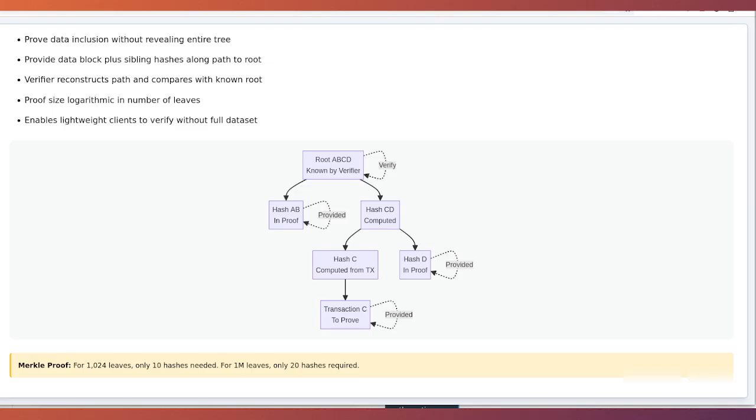The beauty of this approach is its efficiency. For a tree with n leaf nodes, a Merkle proof requires only log base 2 of n hashes. So, for 1024 transactions, you need only 10 hashes. For a million transactions, you need only 20 hashes. This logarithmic growth makes Merkle proofs incredibly scalable.